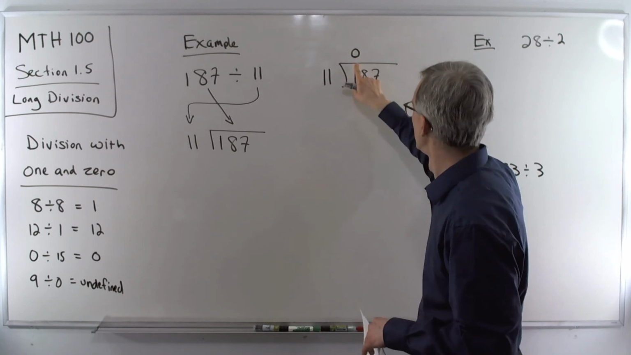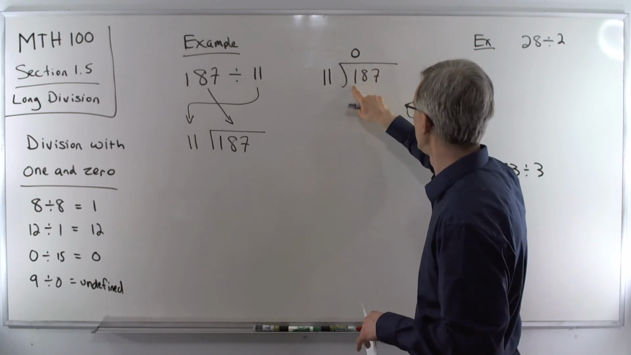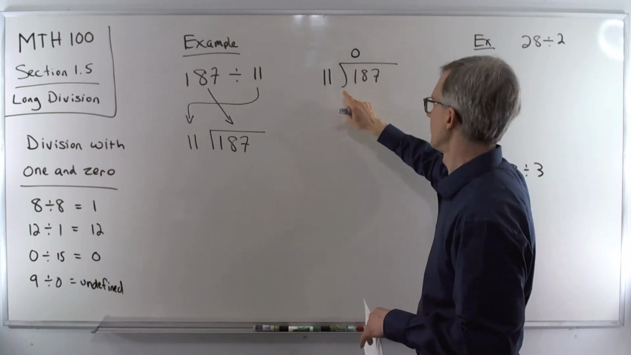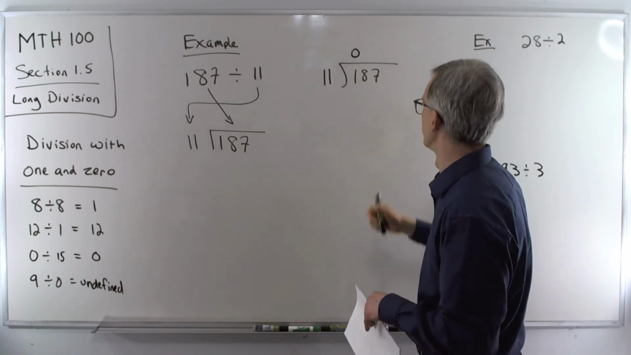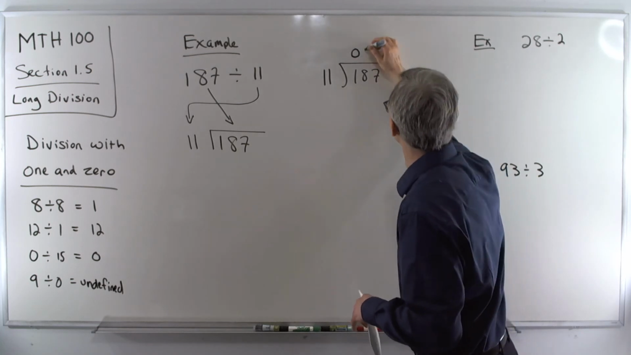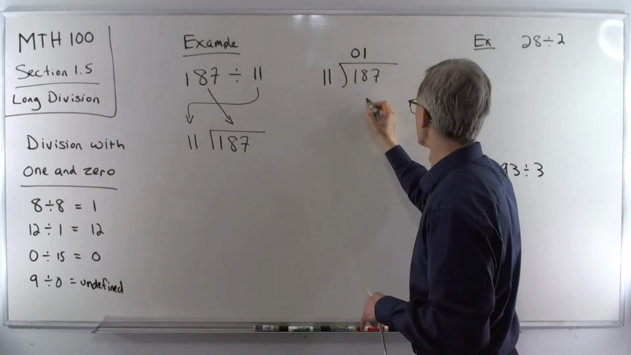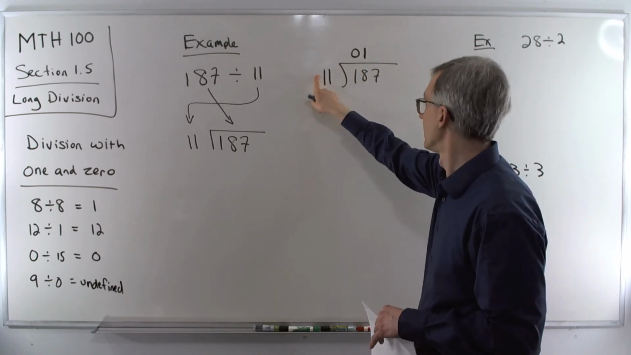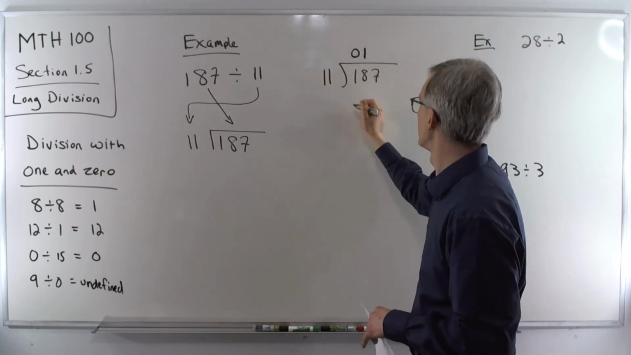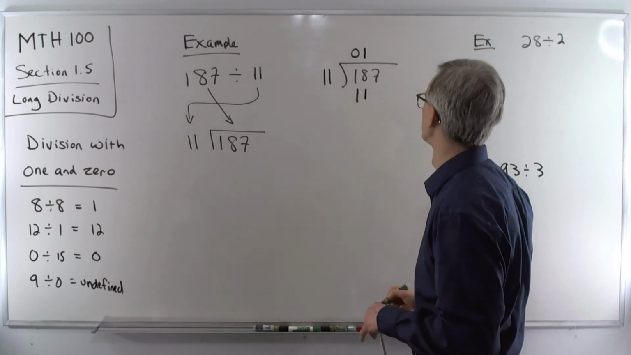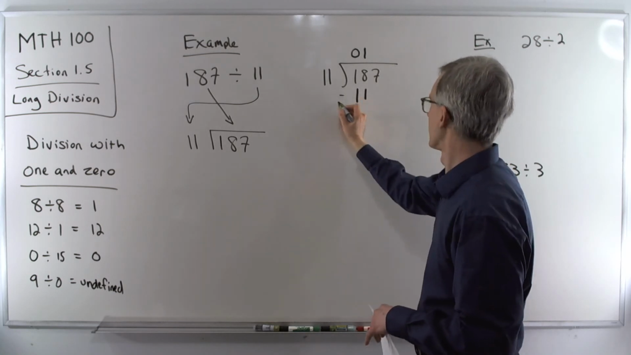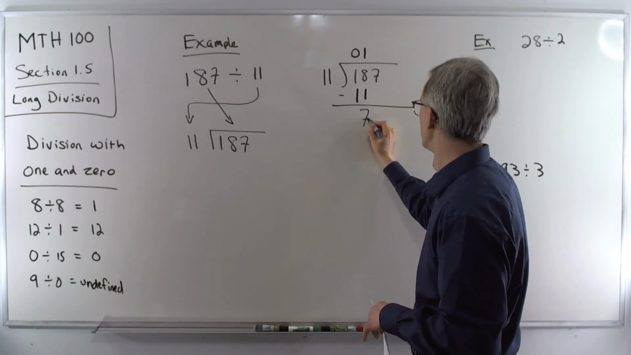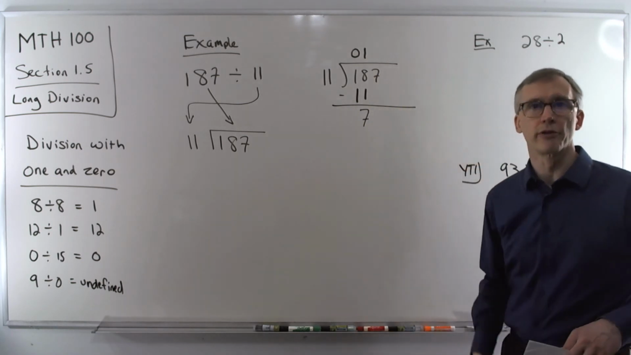Now we're going to bring down the next digit, 8. We're going to consider this entire number 18. So how many times does 11 go into 18? Well, that's 1 time. And now we take the number up here and multiply it by this 11 and bring it down here. So 1 times 11 is 11. And then subtract. So we're going to do 18 minus 11 is 7. And that's 1 cycle through the process.